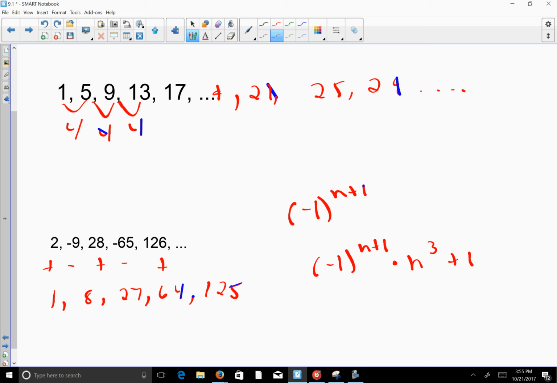So if I want the next term following the sequence, 126 is positive, so my next term would have to be negative. This was 5 raised to the third power, so now I'm going to have to do 6 raised to the third power, which is 216. But to follow this pattern, I would add 1 more and get 217. So that would be my apparent next term.